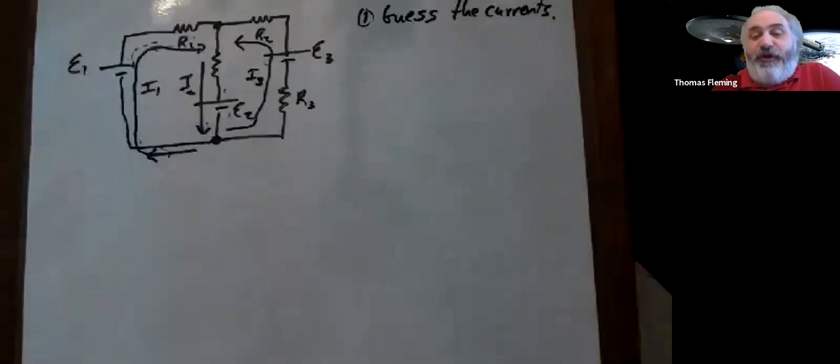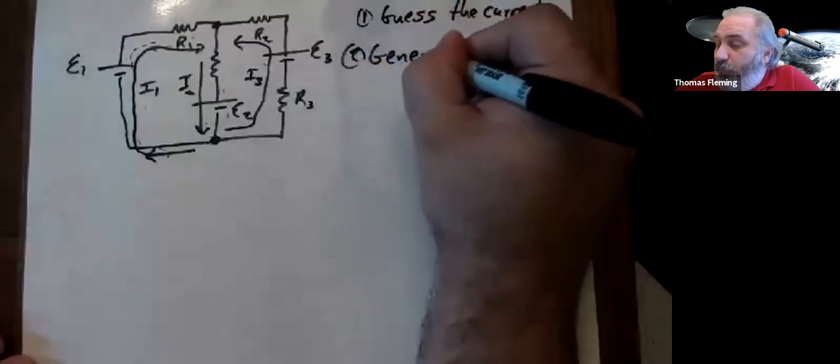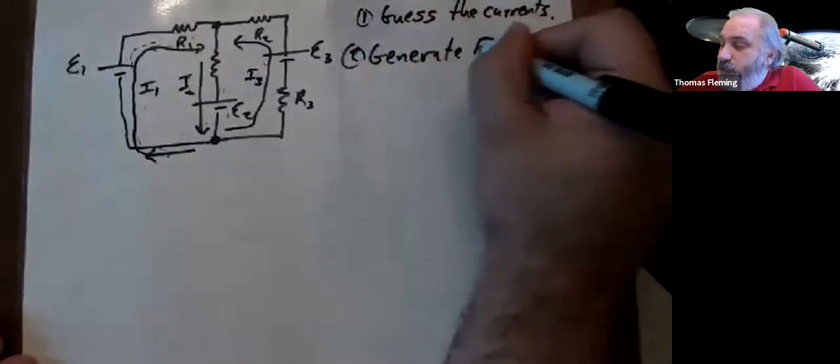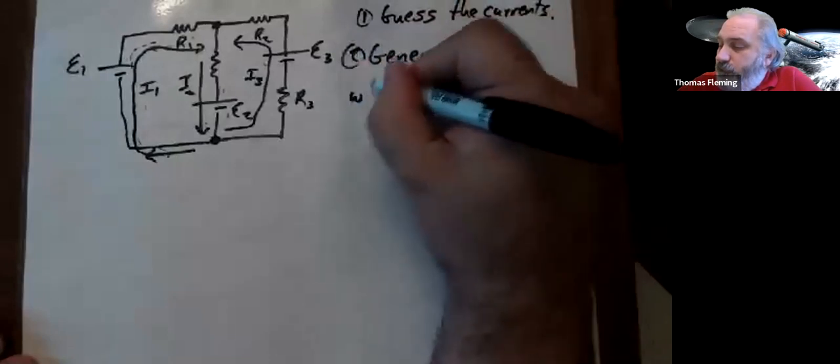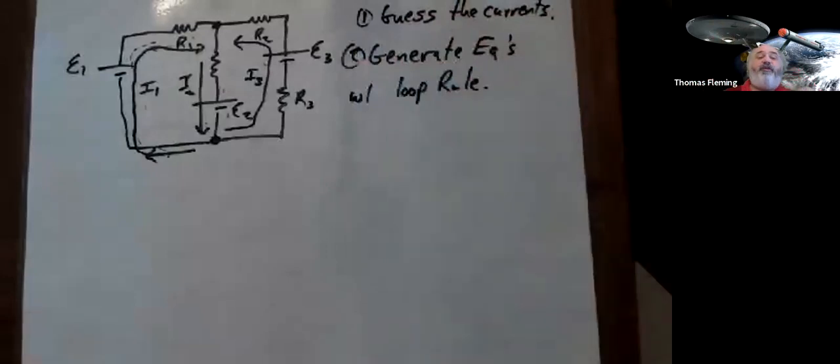Now, once I have guessed the currents, the next step is I'm going to generate those 3 equations that I need by using the loop rule and the junction rule. First, I'm going to generate equations with the loop rule. Now, the loop rule says the sum of all the voltage changes around any loop must always equal 0. So I'm going to start going around loops and just tallying up all the changes in voltage that I get as I go around that loop.